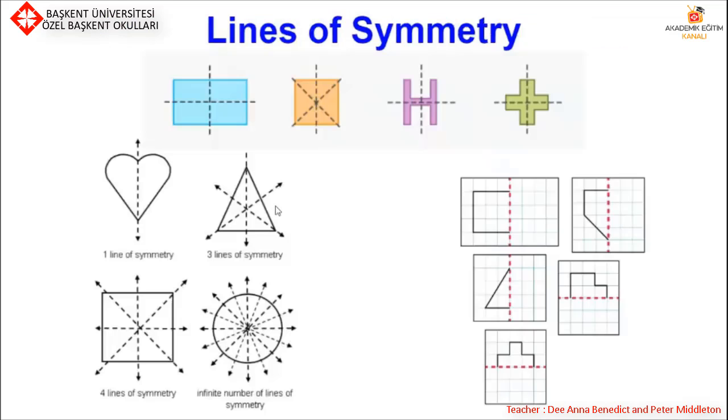Can you tell me? Here we have lines of symmetry for different shapes. And you can see that different shapes have different lines of symmetry. A heart only has 1 line of symmetry, while a triangle has 3. A square has 4, and a circle has so many different lines of symmetry. Now on the right, you can see some shapes that have been half finished. Can you finish the shapes using this 1 line of symmetry? Can that shape have different lines of symmetry? What do you think?